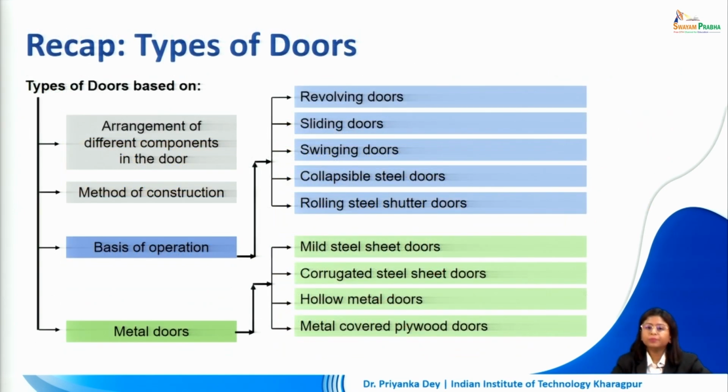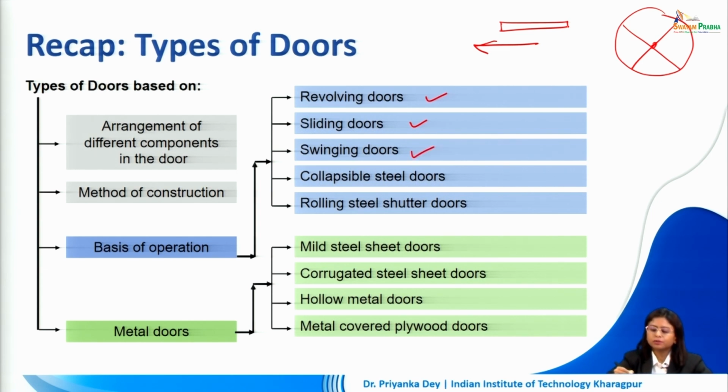air. Now on the basis of operation, we can have revolving doors that revolve about a pivot and they have 4 shutters. We can have sliding doors that move along their side. We can have swinging doors that move both ways. We can have collapsible steel doors and rolling shutters, which we commonly use in shops and godowns. Now metal doors can be mild steel sheet doors. In place of the flat steel sheets, we can use corrugated steel sheet doors as well. We can have hollow metal doors and the ones which are covered with metal and plywood combination. So this is a composite door type.